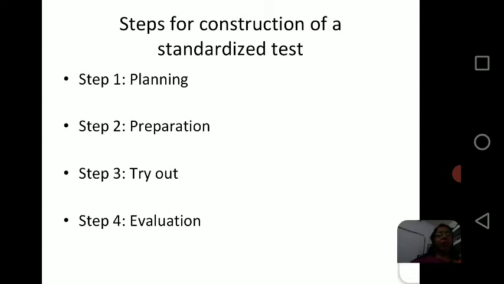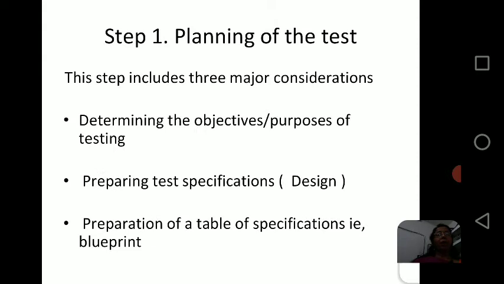Then steps for construction of a standardized test. Step 1 is planning, step 2 preparation, step 3 tryout, step 4 evaluation. The first step is planning, that means planning of a standardized test. We shall discuss this topic with respect to the achievement test. Planning of achievement test we have discussed in the last segment.